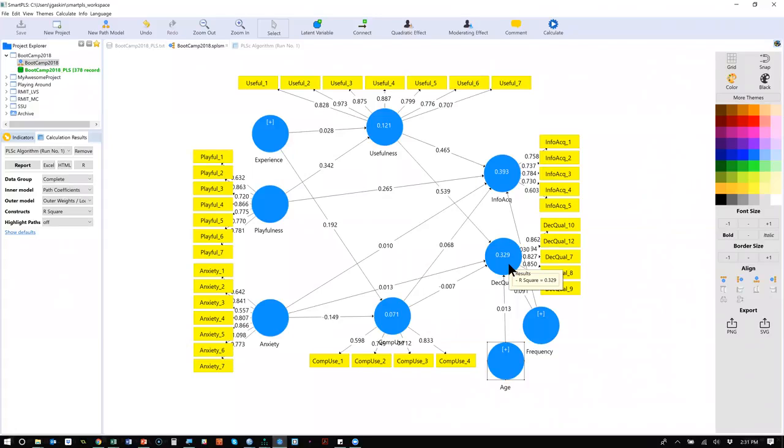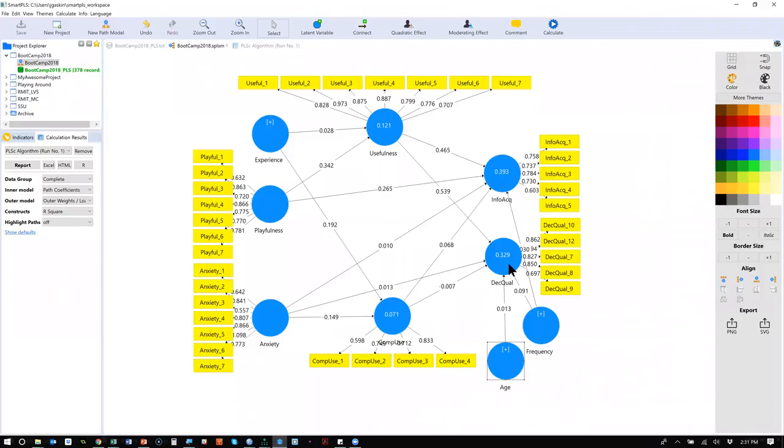How do we know to put that there? In Amos, we had model fit to look at, right? PLS does not assume model fit. Model fit's built on a chi-square. The chi-square is built on covariance matrices. PLS is not built on the covariance matrix. So there is no chi-square.